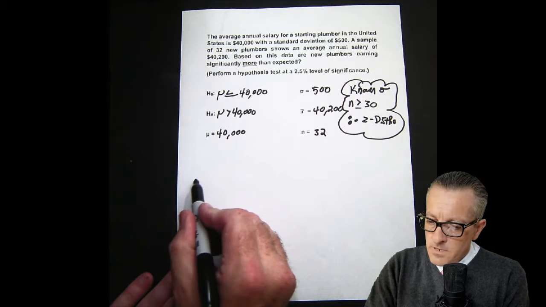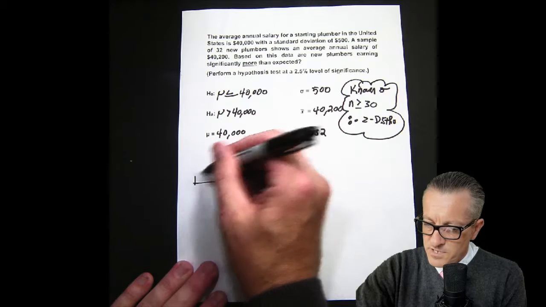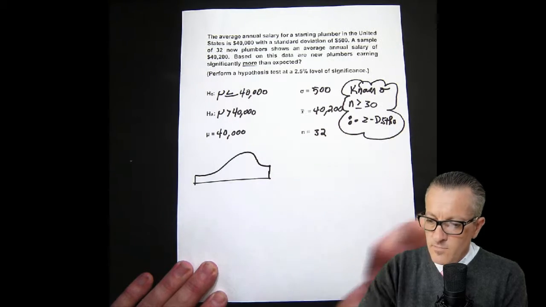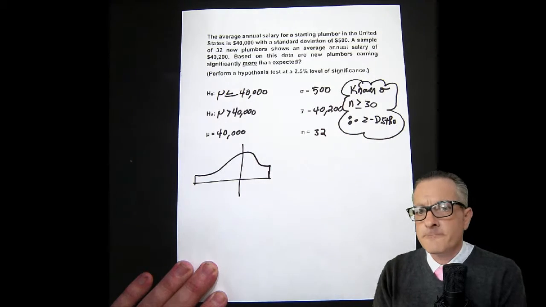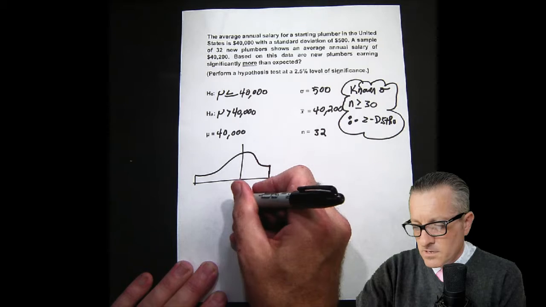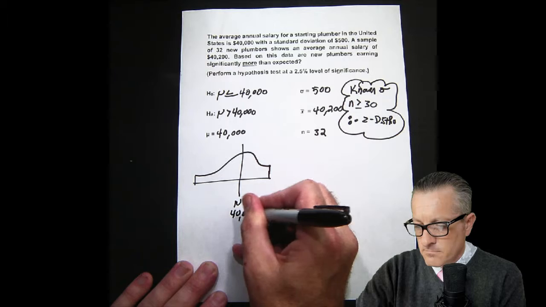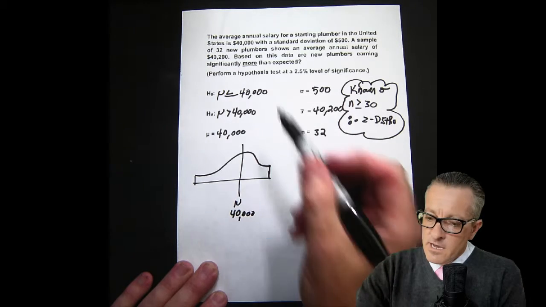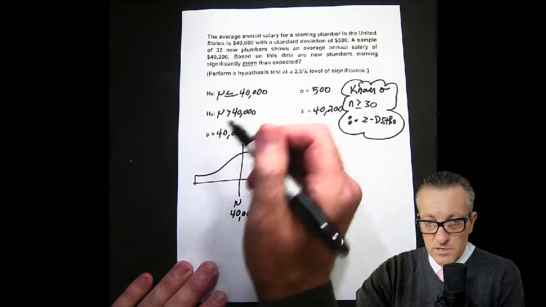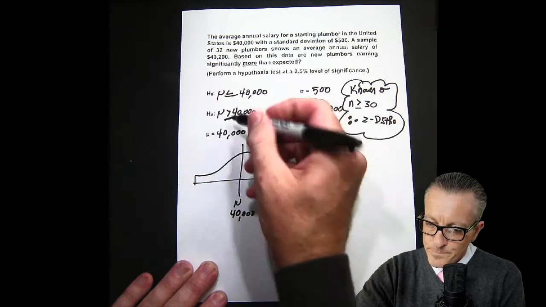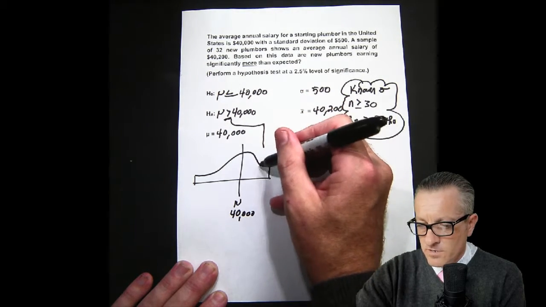So now I always draw my pictures with these because the picture really can help. I'm not good at being an artist though. Okay, and our mu, I always do the mu line here, the mean in the middle, 40,000. Now our alternative hypothesis inequality always points in the direction that we're interested in. So what that means is we're going to be interested in this side of the tail. So I'm going to draw a line right here.